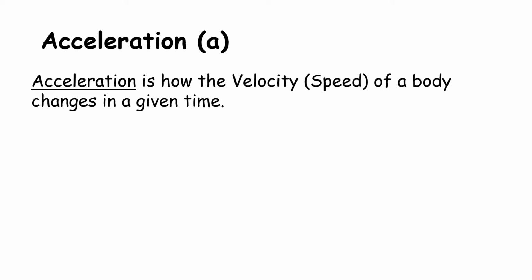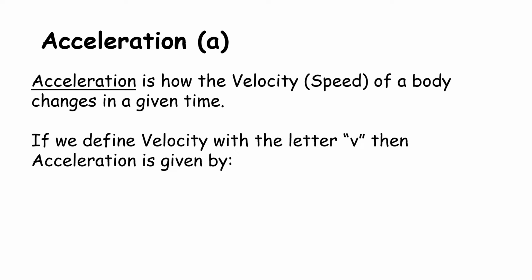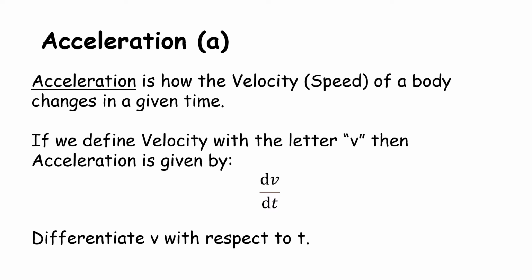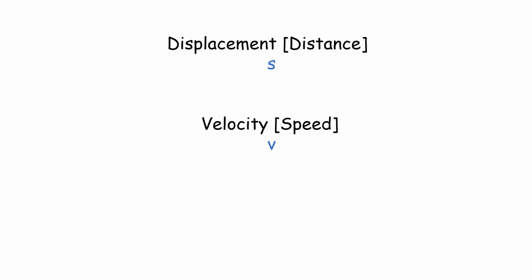Acceleration is a. So acceleration is how much the velocity or speed of a body is changing in a given time. So again, if we define velocity with our lowercase v, then our acceleration is given by dv/dt. So we differentiate v with respect to t. So if we think of our starting point as displacement or distance, which is the letter s, we then want to get to velocity and finally get to acceleration.